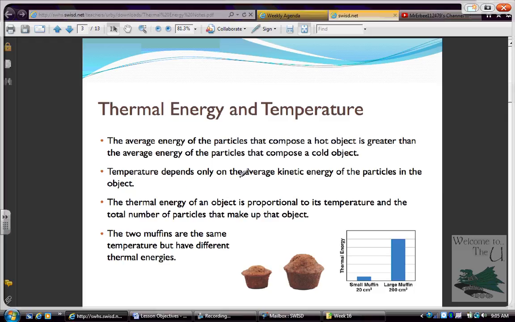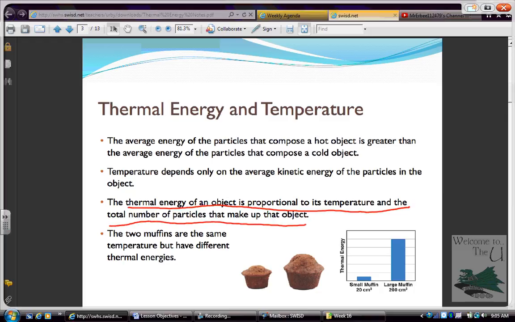Right here, temperature depends only on the average kinetic energy of the particles in the object. So this is important to know because what it's basically saying is that the temperature for the match is going to be higher than the ice sculpture, but its thermal energy will not be, and that's where this third statement comes in. The thermal energy of an object is proportional to its temperature and the total number of particles that make up the object.